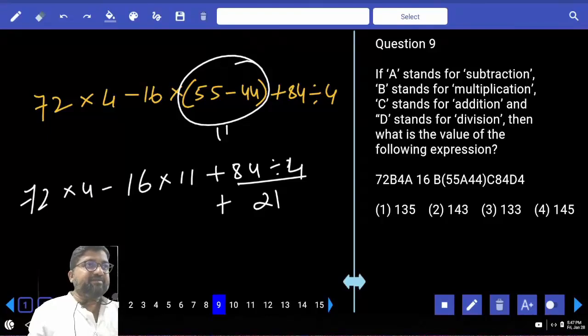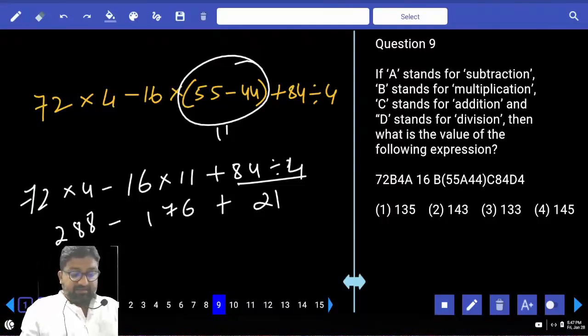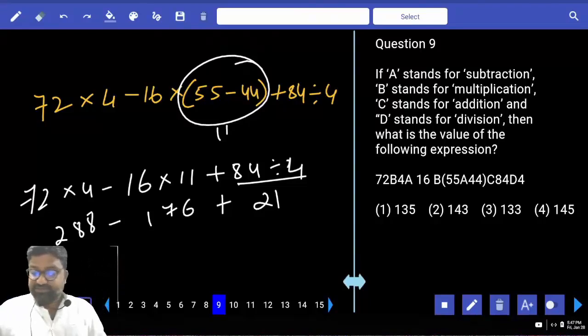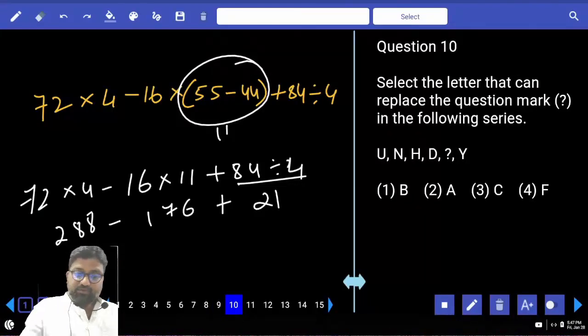16 into 11, 176. 72 into 4, 288. So 288 minus 176, 112 plus 21, 133. Which option? Third option. Done? Yes. So make a note here.